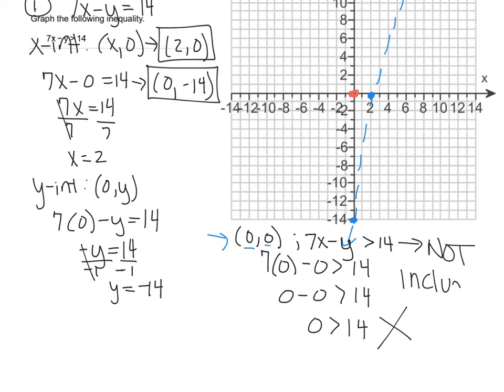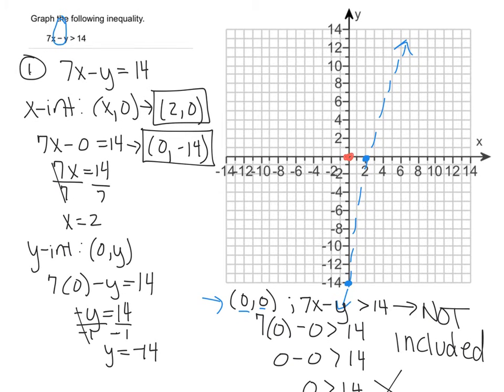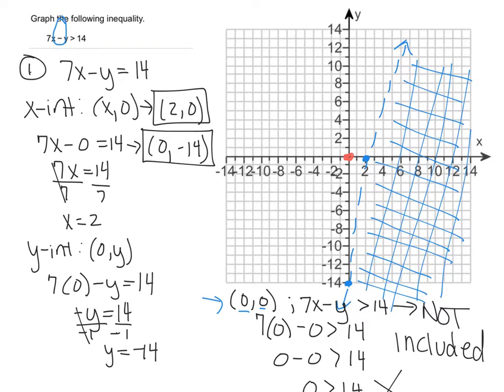So that means that I'm going to shade on the other side of the line that does not have the test point. So if I go back to my graph, I'm going to shade on the right side of the line because this is the side where the test point is not included. So the answer to my problem is this graph where I have the dashed line and then everything shaded to the right of the line.